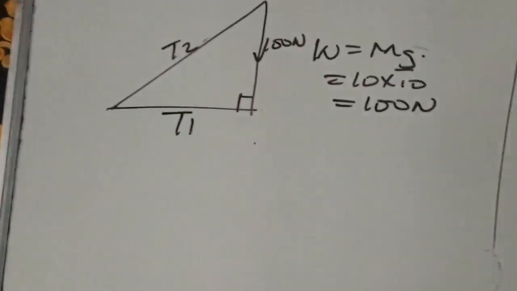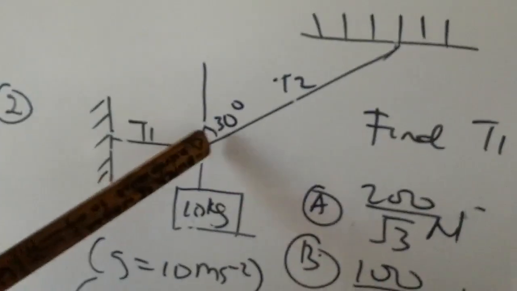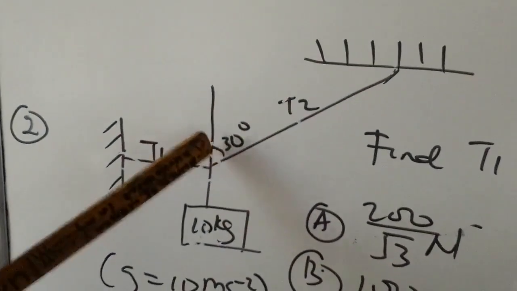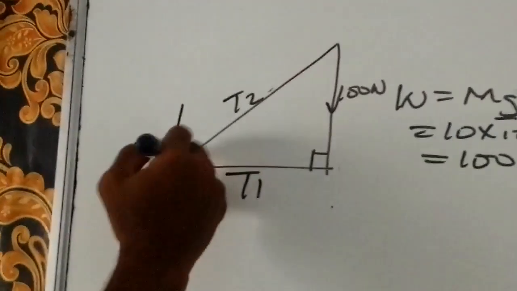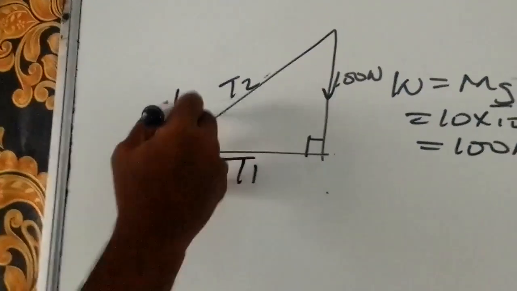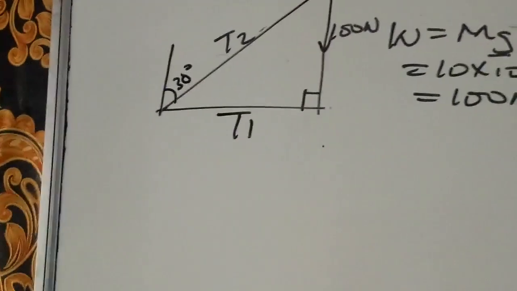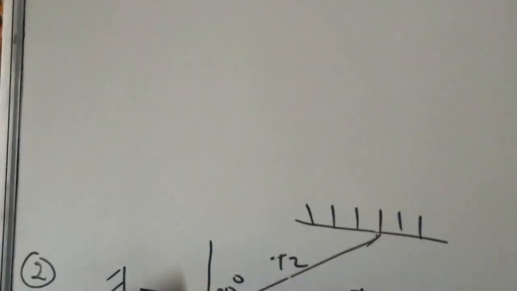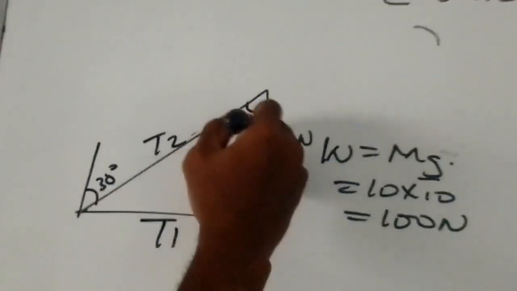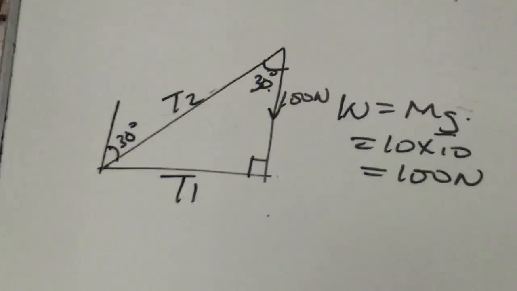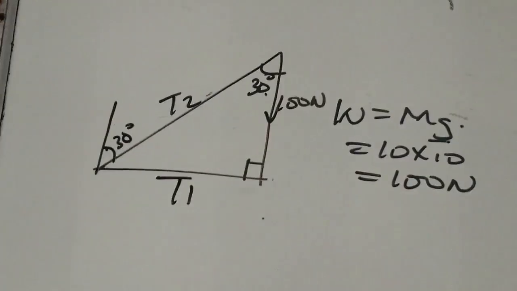Look at the triangle here. There's an angle of 30 degrees. We put the angle here in the diagram. See where it is in the diagram, 30 there and 30 there. So in the triangle, the angle will now come into this place by virtue of alternate angles. And this question says we should find T1.